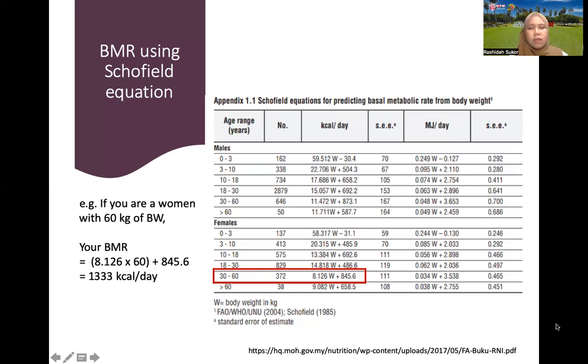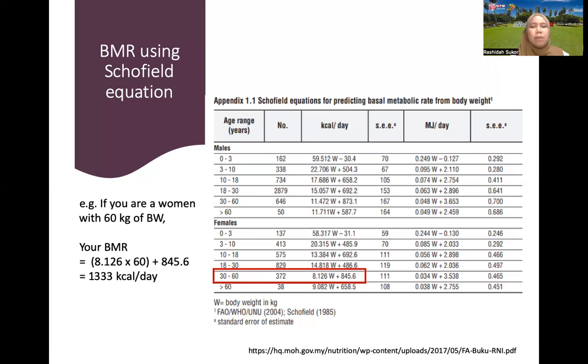This is just a snippet of some of the most important tables that are available in the book, so you can have basic information on using this Schofield equation to measure BMR. The Schofield equation predicts basal metabolic rate, BMR, from body weight. So body weight is an important factor to calculate our BMR.